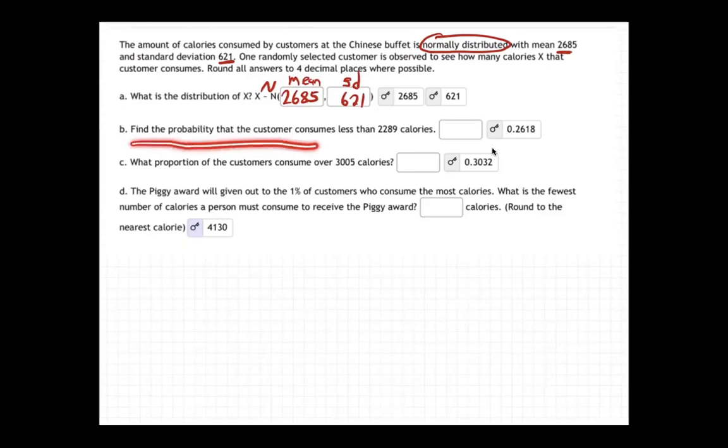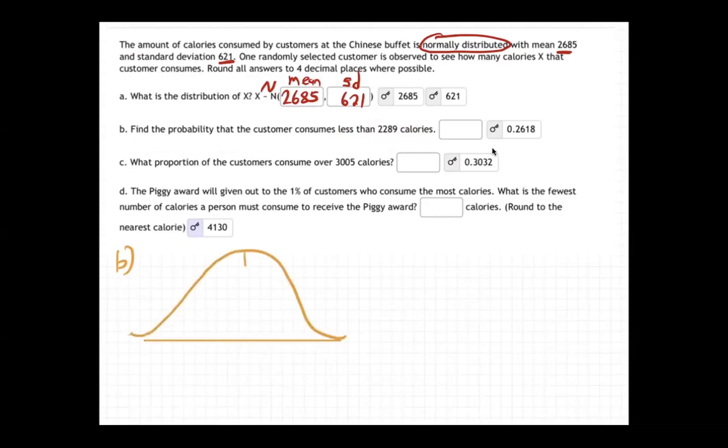Find the probability that the customer consumes less than 2289 calories. Well, for each of these parts, you got to draw something. So I'll do part B here. You got to draw a bell curve, is what the notes say. You can try to skip that step, but I wouldn't advise it. Okay, so you put the middle on there, 2685, right? That's the middle, the mean. That's what the average person consumes at the Chinese buffet.